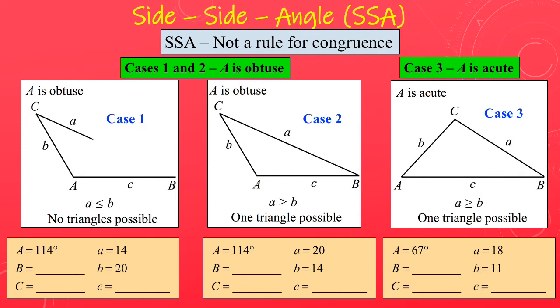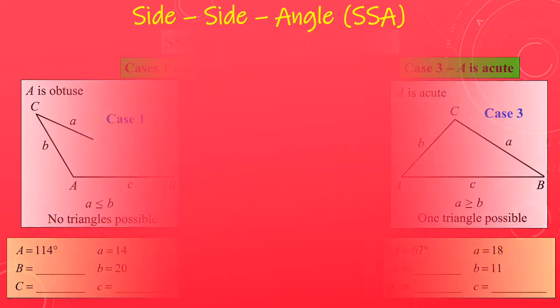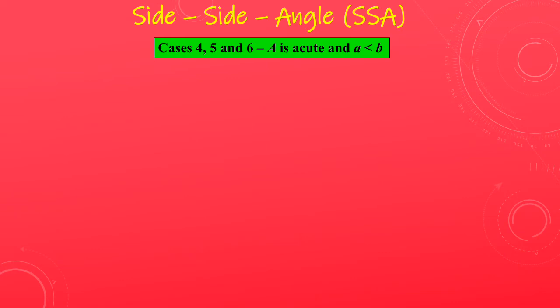So in the third example, we have capital A equal to 67 degrees, little a equal to 18, and little b equal to 11. Since we have an acute angle and little a is greater than little b, there is one way to draw this triangle. Case 3 worked with acute angle A and little a greater than or equal to little b.